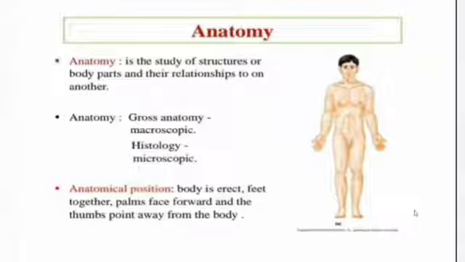So the anatomical position. What is the basic anatomical position? The body should be erect. The feet should be together, palms facing forward, and the thumbs should be pointed away from the body, as you can see in this figure. This is the basic anatomical position.